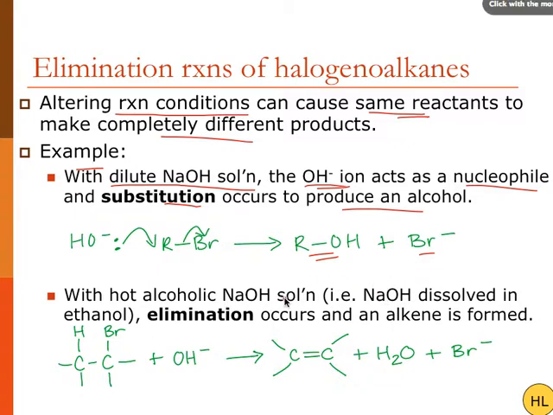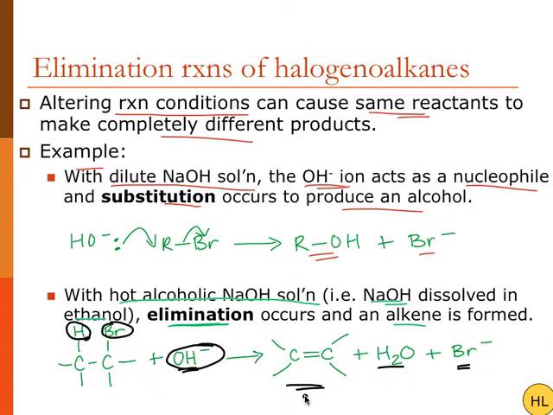If we change the reaction conditions though, and we use a hot alcoholic sodium hydroxide solution, that is sodium hydroxide dissolved in ethanol, we're going to get an elimination reaction with an alkene being formed. What ends up happening is you're going to have these two come off. That hydrogen is going to react with the hydroxide to form water, and then your bromide ion is going to be in solution, and you're going to create this alkene. So just by changing the conditions, I form a totally different product.